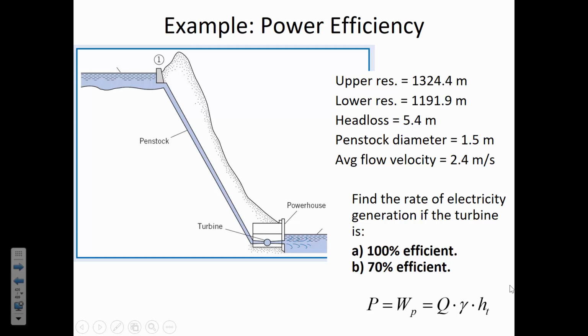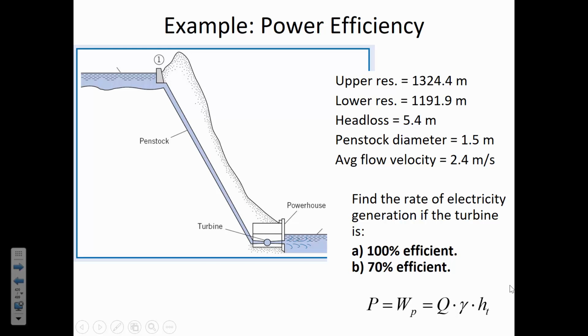Okay, so in case B, if we do want to account for some losses and it's 70% efficient, is it going to generate more than 5 megawatts or less than 5 megawatts? Less. So should we multiply or divide by 0.70? Multiply, right. And so if you have a turbine, then what you do is you multiply by the efficiency factor. But if you have a pump problem, then you divide by the efficiency factor.